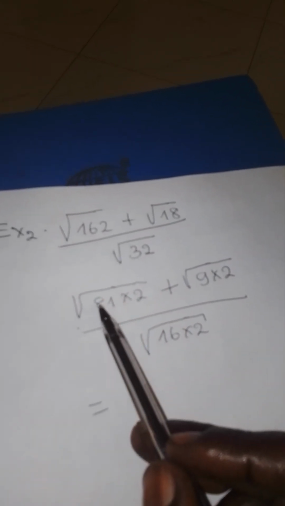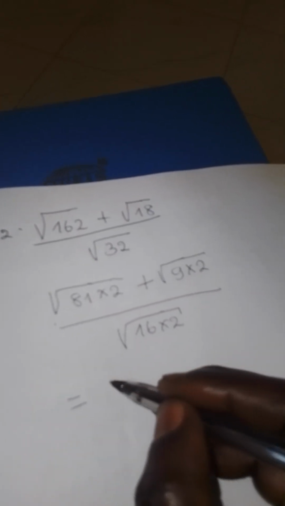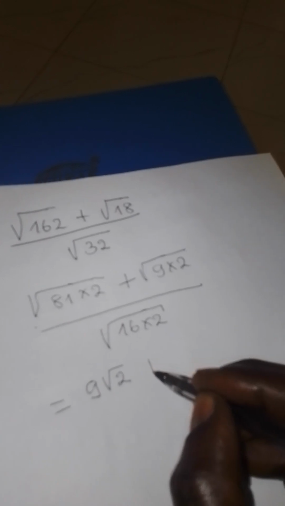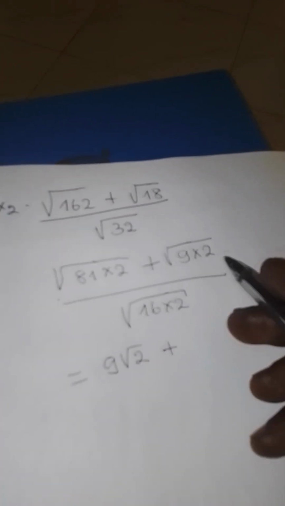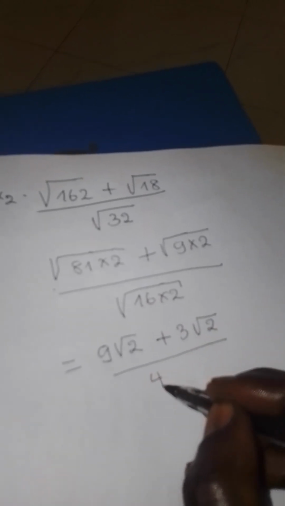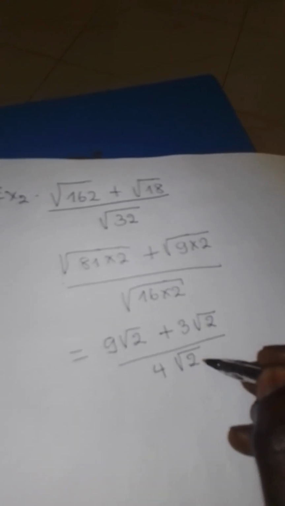Now here we put out this root 81: square root of 81 is equal to 9. Then we put 9 out of the root. Then we write 2 plus square root of 9, which is equal to 3. We put 3 out of the root. Then we write 2 inside the root over square root of 16, which is equal to 4. We write 4 out of the root. Then we remain with 2 inside the root.